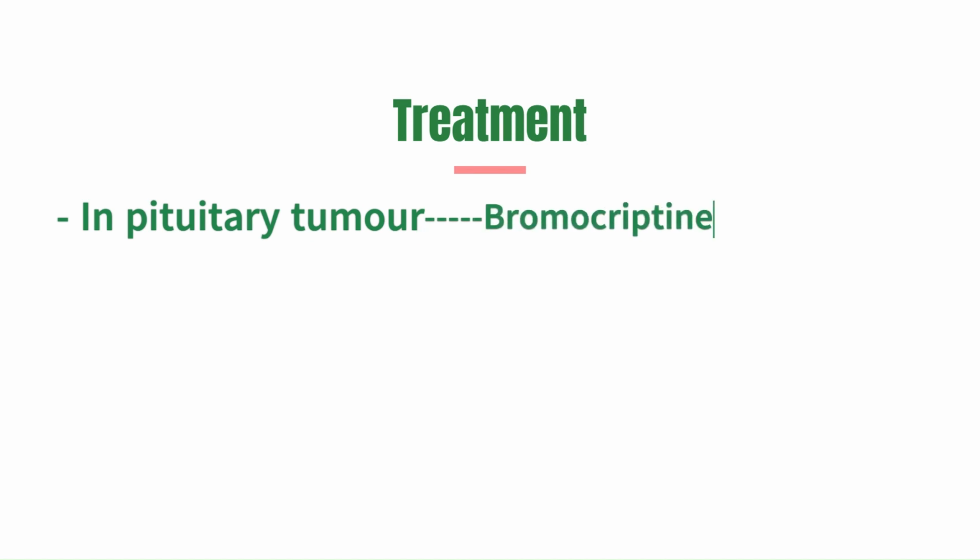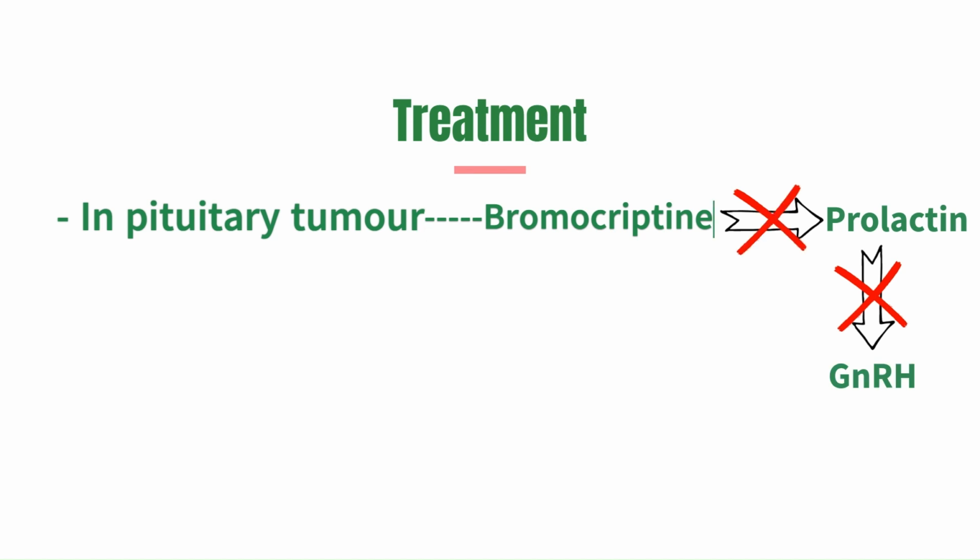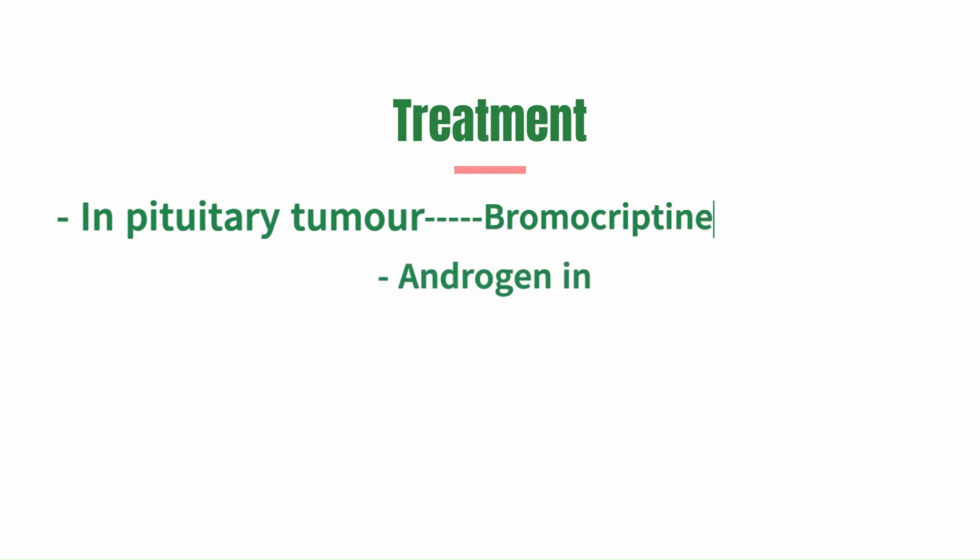Treatment of primary amenorrhea is according to the cause. In pituitary tumor, non-surgical treatment is bromocriptine. Bromocriptine blocks the release of a hormone called prolactin from the pituitary gland. High levels of prolactin cause suppression of gonadotropin releasing hormone. Another method is surgical method.